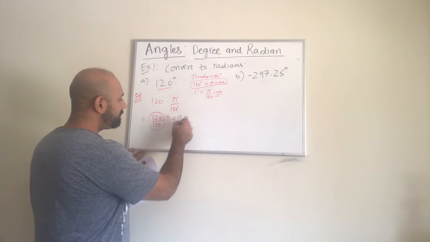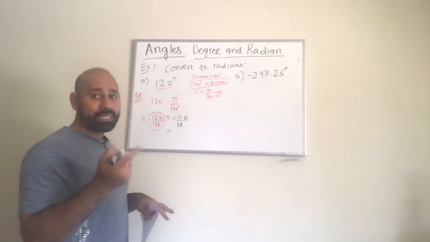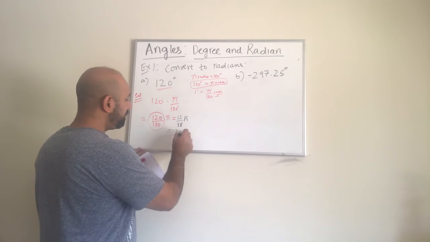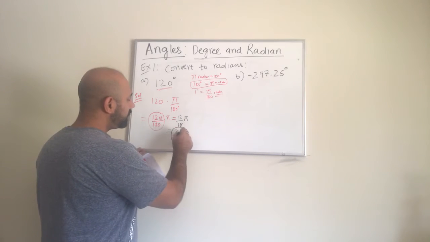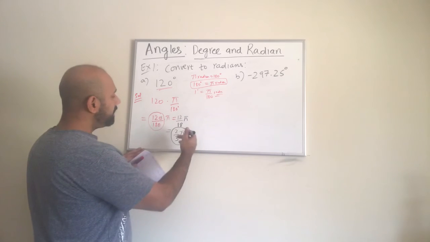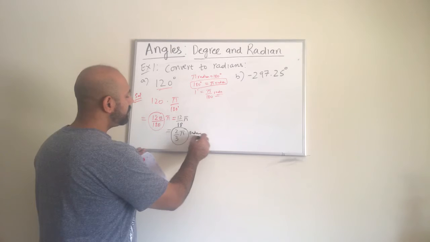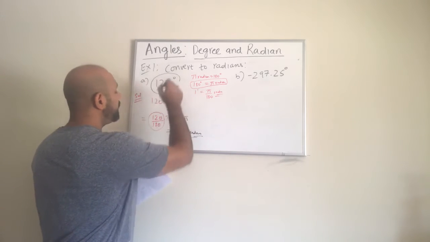I like to do it in steps. Then 12 and 18 are both divisible by 6. So it is 6 times 2 and 6 times 3. They cannot be simplified any further. So it is 2 over 3 pi, that is the radian measure. So 2/3 pi radians is the equivalent measure for 120 degrees.